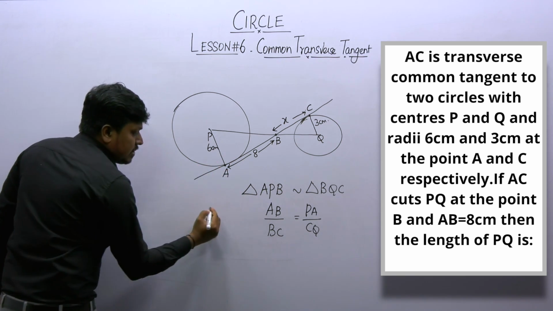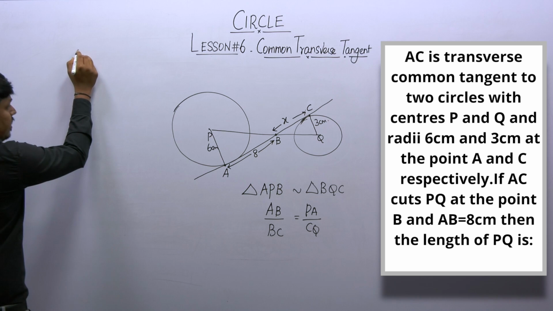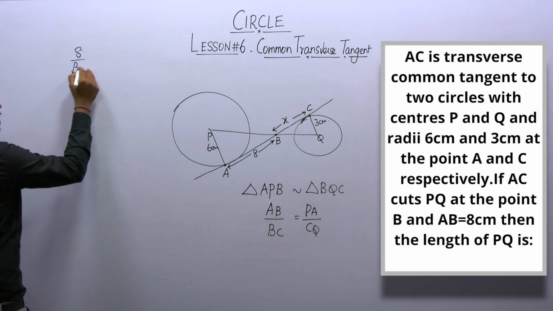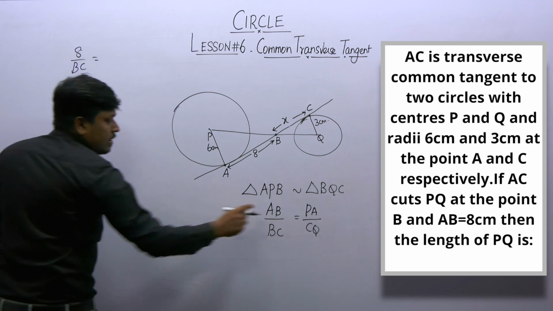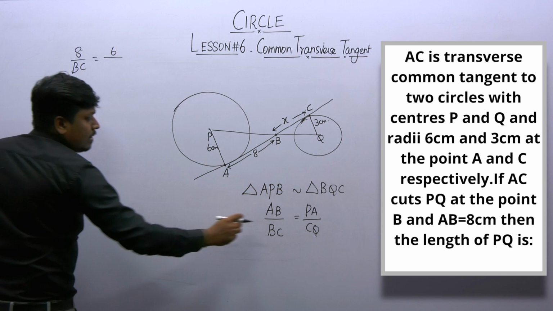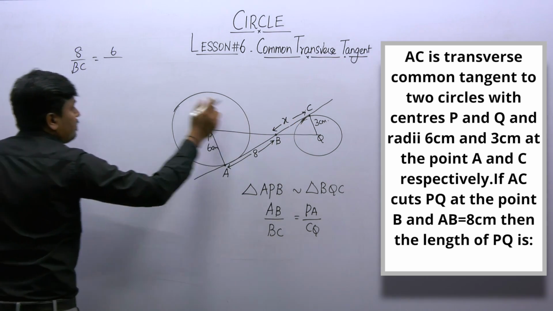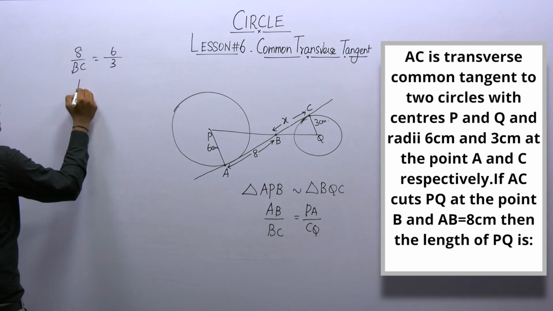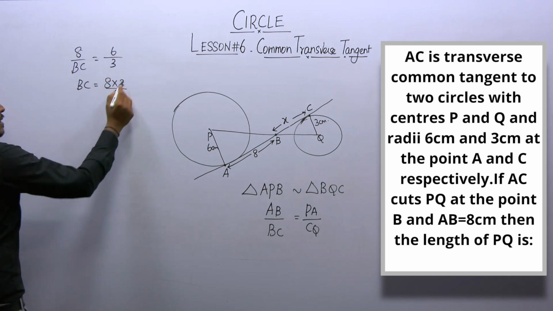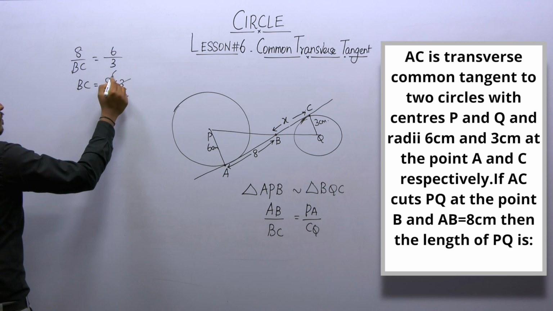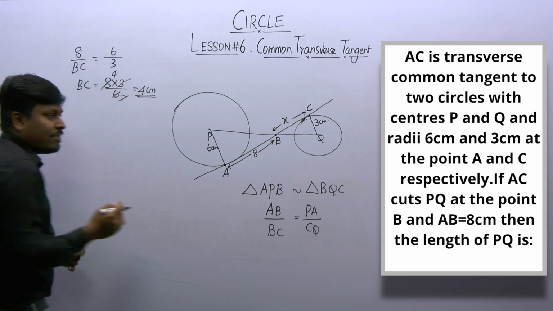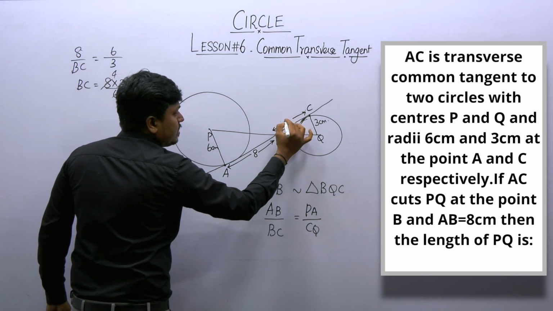What about AB? AB will be 8 centimeter, so I can write here 8 centimeter divided by BC. Our target is to find the value of BC, so keep BC as it is. PA will be 6 centimeter divided by CQ, and CQ will be 3 centimeter. So we can write BC is equal to 8 into 3 divided by 6. We can cancel it, so 4 centimeter. So finally we found the value of x, that is 4 centimeter, this value.